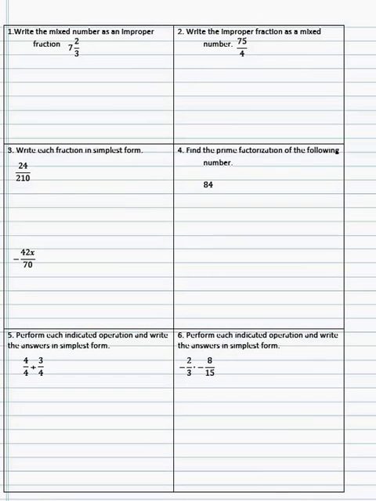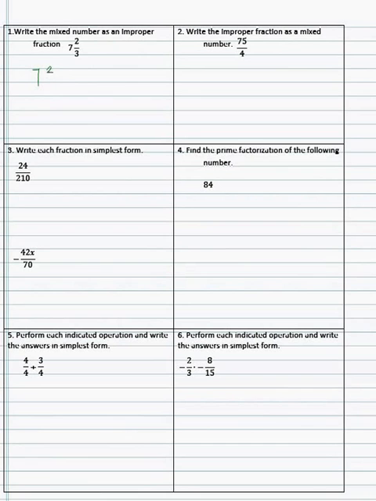Working on mixed numbers and fractions. The first problem says write the mixed number as an improper fraction. So I have 7 2 over 3. The first step is to go back and change it into improper. How do I do that?